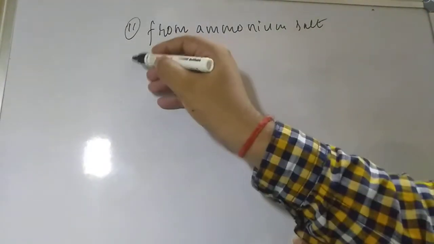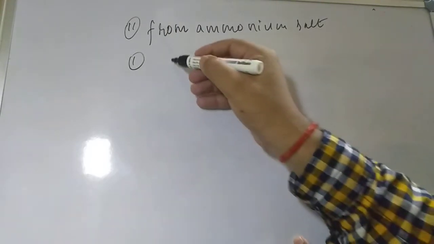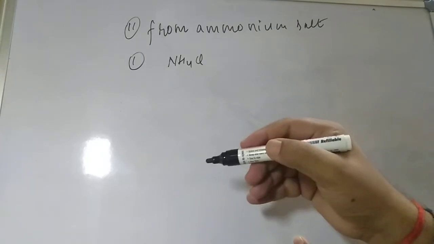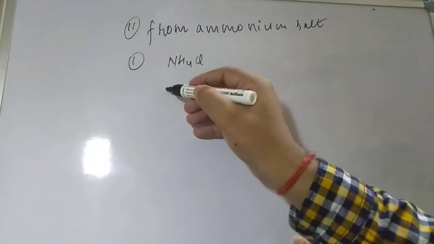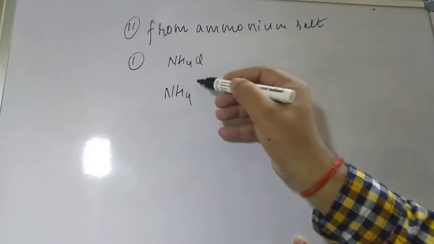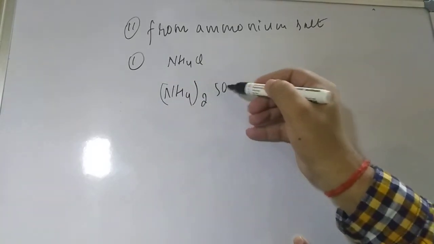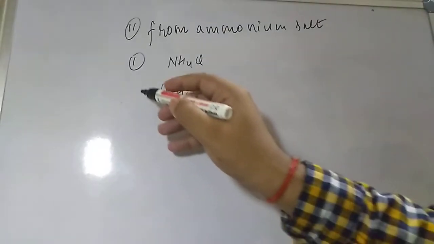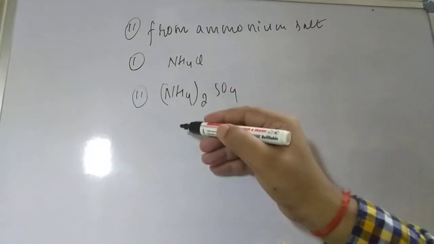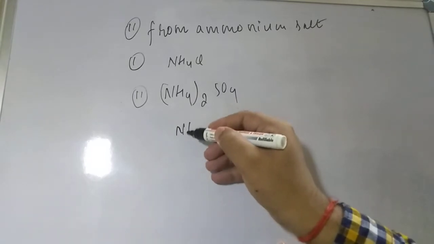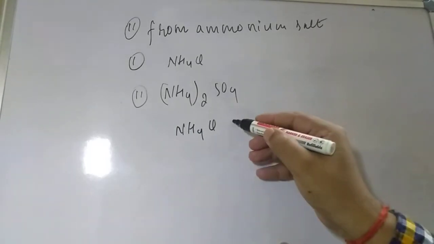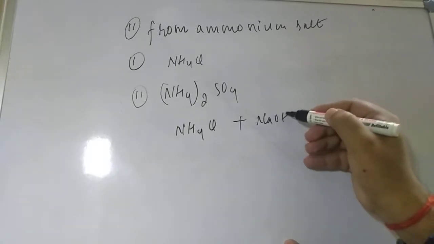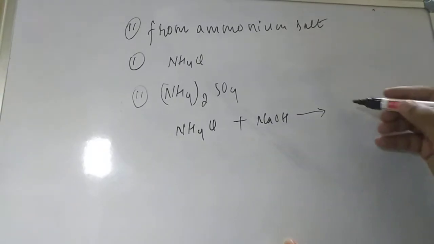So there are many ammonium salts. The first salt is ammonium chloride, and the second is ammonium sulfate, (NH4)2SO4. So how can we prepare ammonia from these? Suppose I am taking ammonium chloride, NH4Cl.